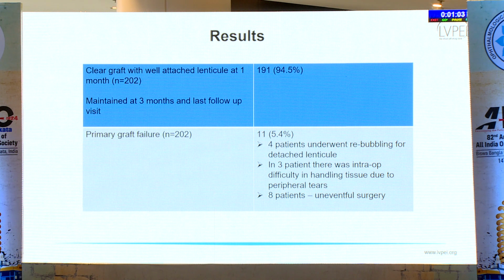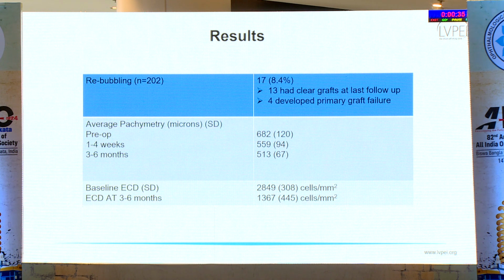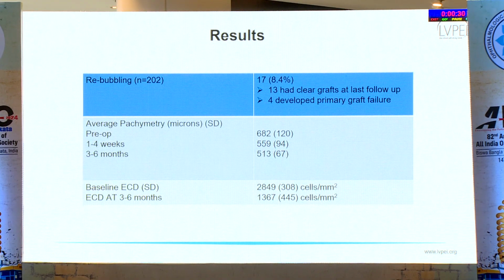A clear graft with a well-attached lenticule at 1 month was seen in 94.5% of the patients, and this was maintained at 3 months and the last follow-up visit. 11 patients developed primary graft failure. Also, out of these, in three patients, there was difficulty in handling the tissue intra-op, and in 8 patients, the surgery was uneventful. Out of these 11, 4 patients had undergone rebubbling for a detached lenticule. The rebubbling was done in 17 patients, which was 8.4%. Out of these, 13 had clear graft at the last follow-up, and 4 developed primary graft failure.